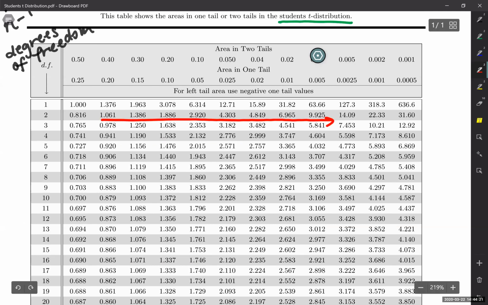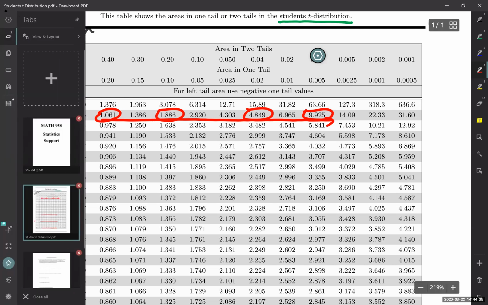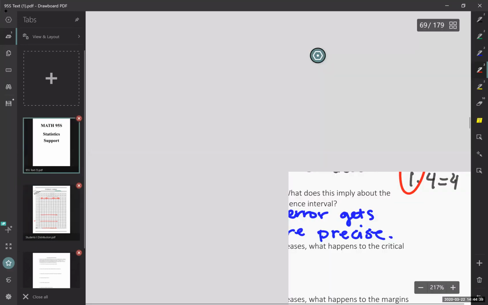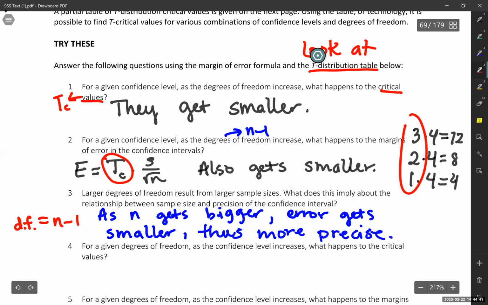In fact, if I go all the way back to the top, if I go to the right, those numbers 1.061, 1.886, 4.849, 9.925, are getting bigger as I go to the right. So that's what the question was asking. For a given degrees of freedom, as the confidence level increases, what happens to the critical values? They get larger.